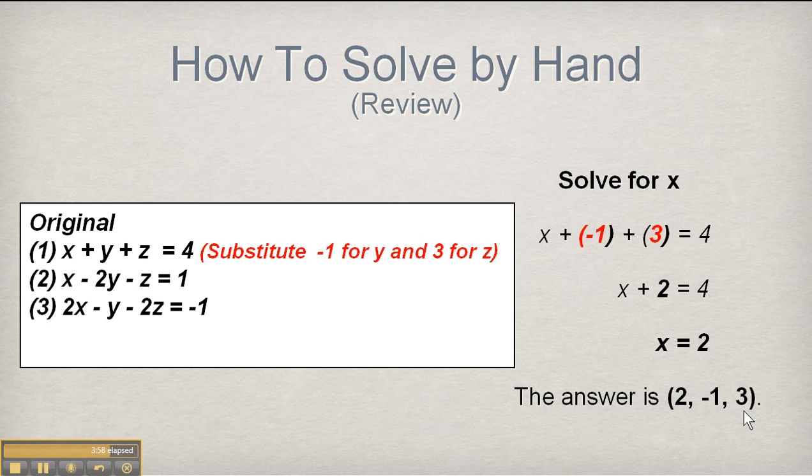That's going to conclude our portion of reviewing how to solve by hand, and now that is part 1 of my video. I'm going to now create part 2, which will show us how to use the calculator. So keep going and tune in to part 2 to learn how to use the calculator.